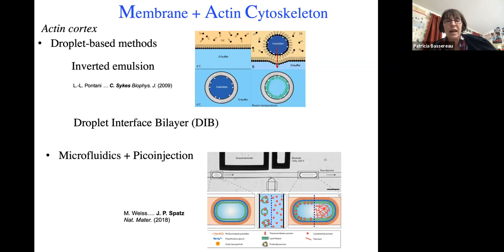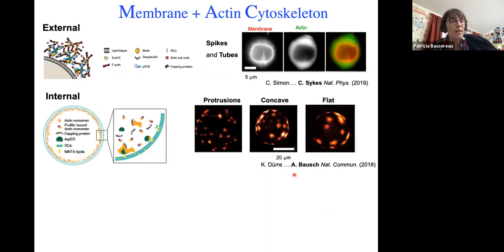I also wanted to show you an example done by Cécile Sykes, where she was able to reconstitute a cortex outside a vesicle. You can see that with different proteins she could get different deformations of the membrane, something called spikes, and there are a lot of tubes outside.